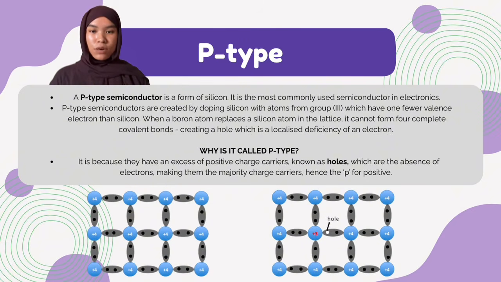P-type silicon is called p-type because it contains an excess of positive charge carriers, which are the holes. These holes act as the majority charge carriers, while electrons become the minority carriers. As shown in the diagram, the presence of holes allows electrical current to flow through the material, making p-type silicon essential in the formation of p-n junctions used in devices such as diodes and transistors.